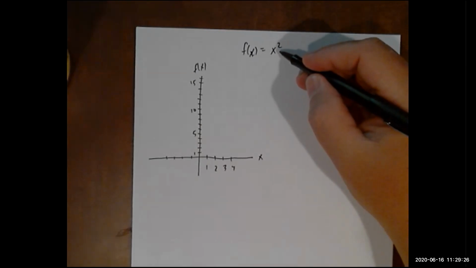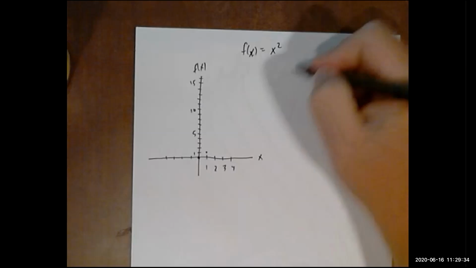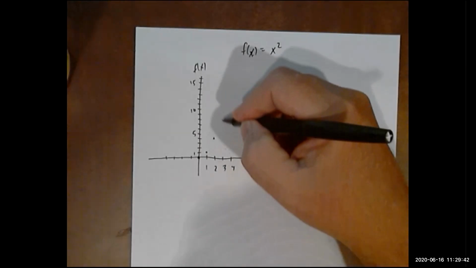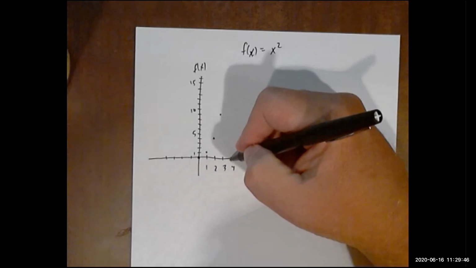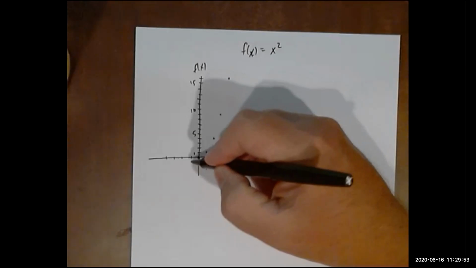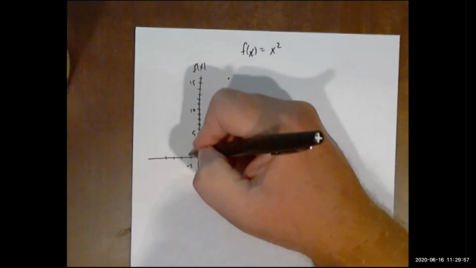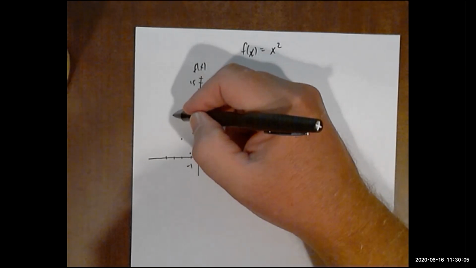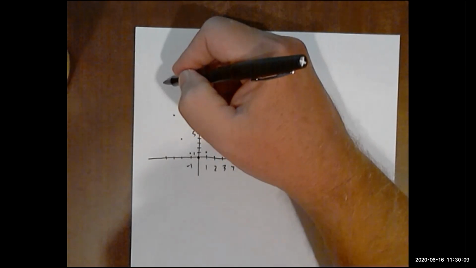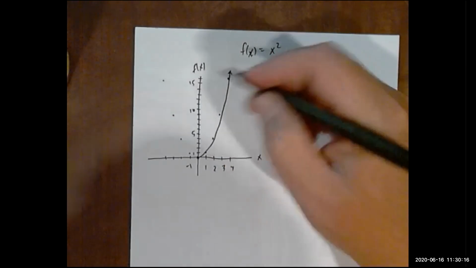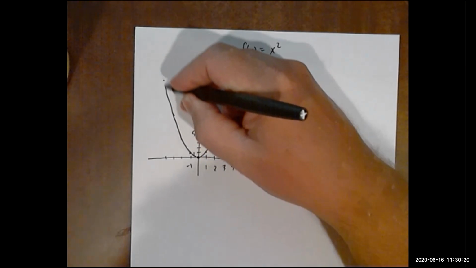If I were to plot this, when x is 0, the function is 0. When x is 1, the function is 1. When x is 2, 2 squared is 4, so the function is 4. When x is 3, it's 9. When x is 4, it's 16. Now I can do the same thing for the negative values of x. Negative 1 gives me 1. Negative 2 gives me 4. Negative 3 gives me 9. Negative 4 gives me 16. So if you graph it, this is actually a parabola, a pretty common function in math.